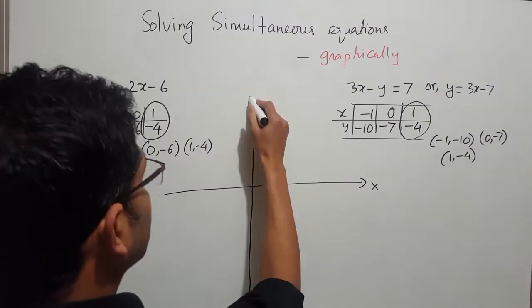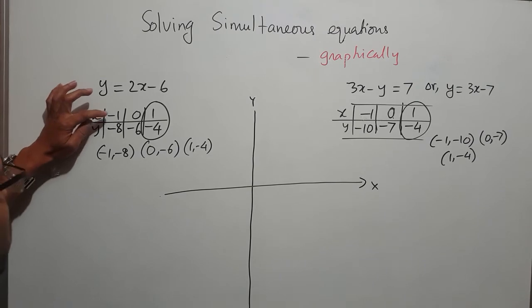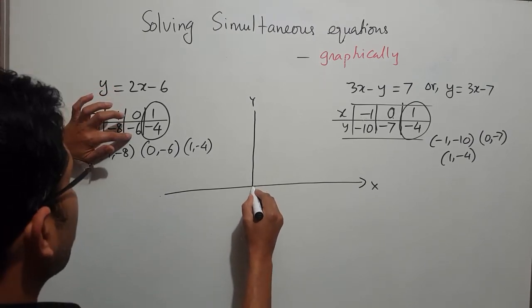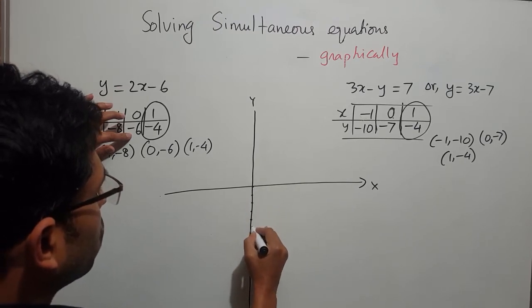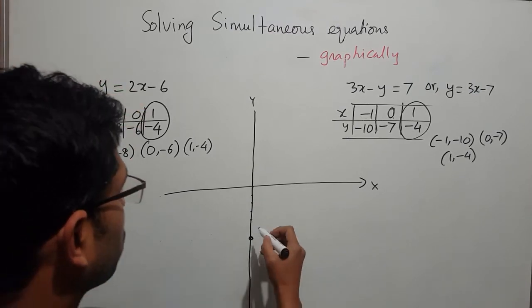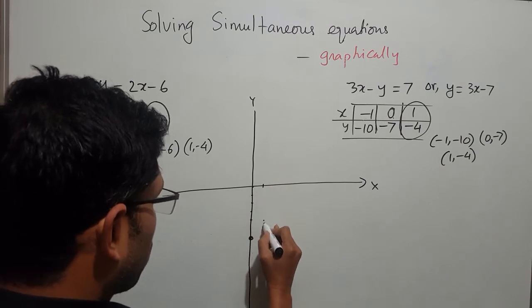So this is our x-axis and this is our y-axis, okay? Now, if I say minus 1, 0, 6, minus 6, 0, 1, 2, 3, 4, 5, 6. So this is 0, minus 6. This is the point 1, minus 4. Where is 1, minus 4? X equal to 1, minus 4. So this is minus 4.